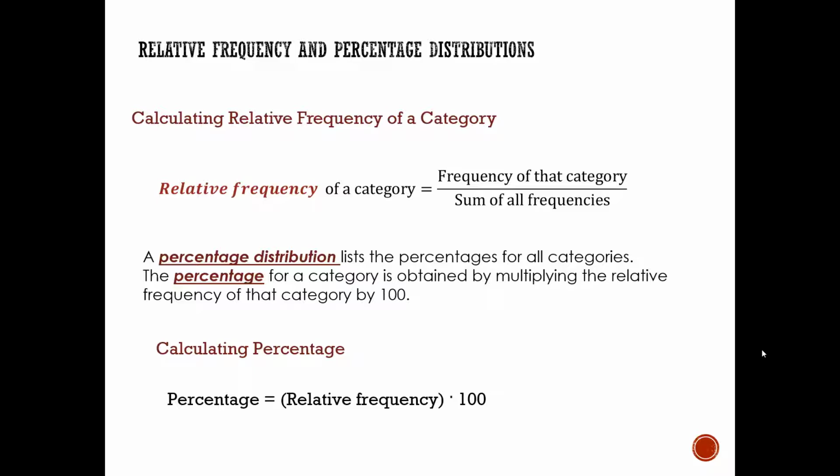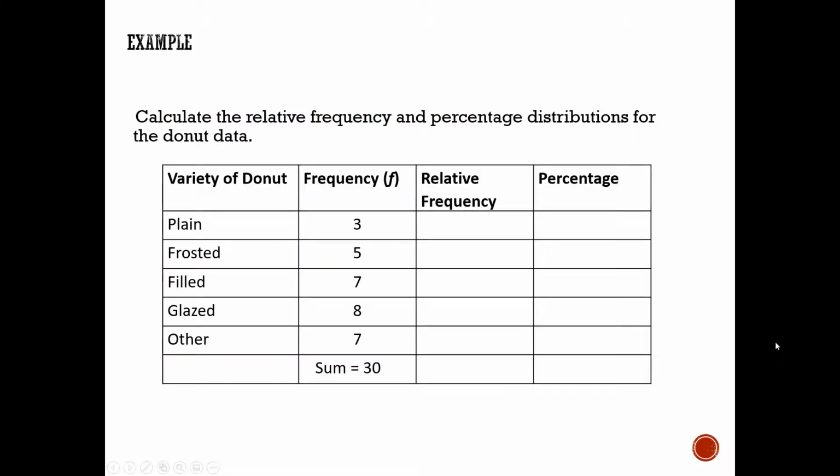Now, once you have a relative frequency, which is a decimal, you can multiply it by 100% to get a percentage. In other words, relative frequency times 100% is the percentage, and this would create, from the relative frequency table, a percentage distribution table.